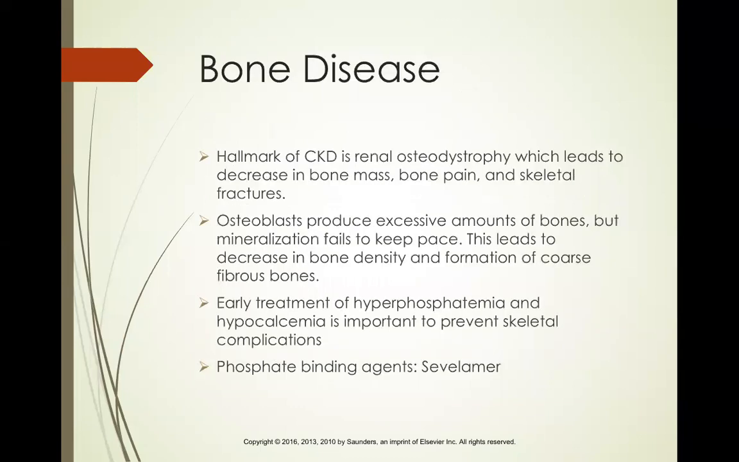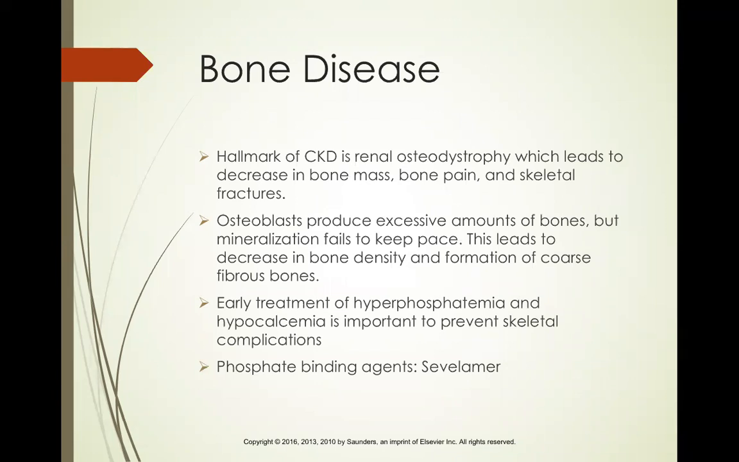Bone disease is one of the hallmarks of chronic kidney disease. Osteoblasts produce excessive amounts of bone, but the mineralization fails to keep pace. There's leakage and the bones get weak. Thereby, they are at risk for spontaneous skeletal fractures due to the loss of their bone mass.